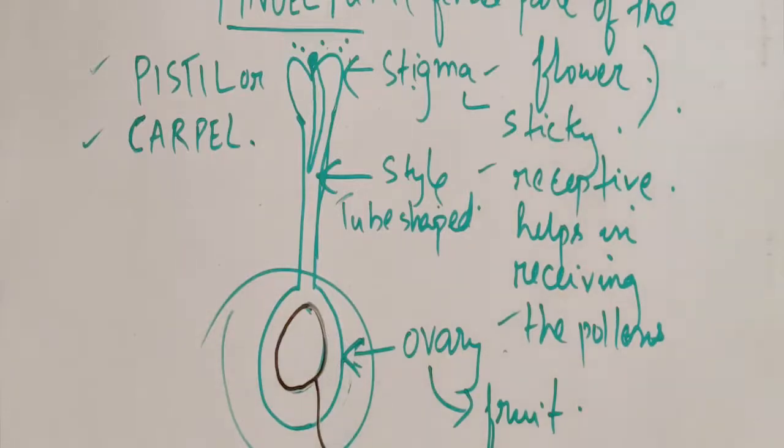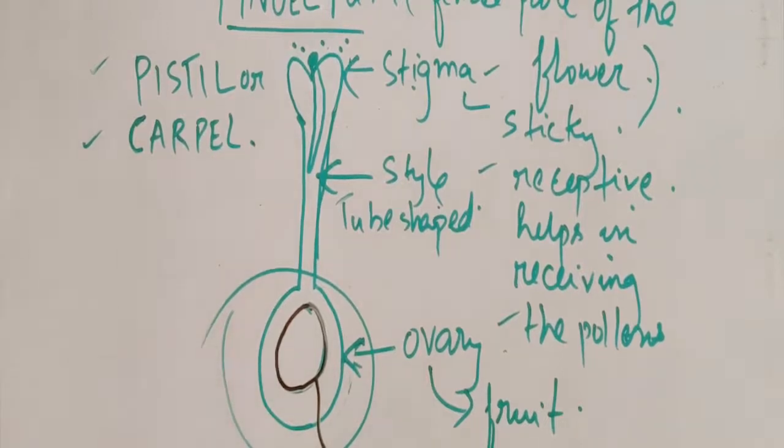So we are going to study the structure of ovule first. What is the structure of ovule? When the ovary becomes mature and ripe, the ovary is known as what? Fruit. And the matured ovule is known as seed. So we need to know the structure of ovule.